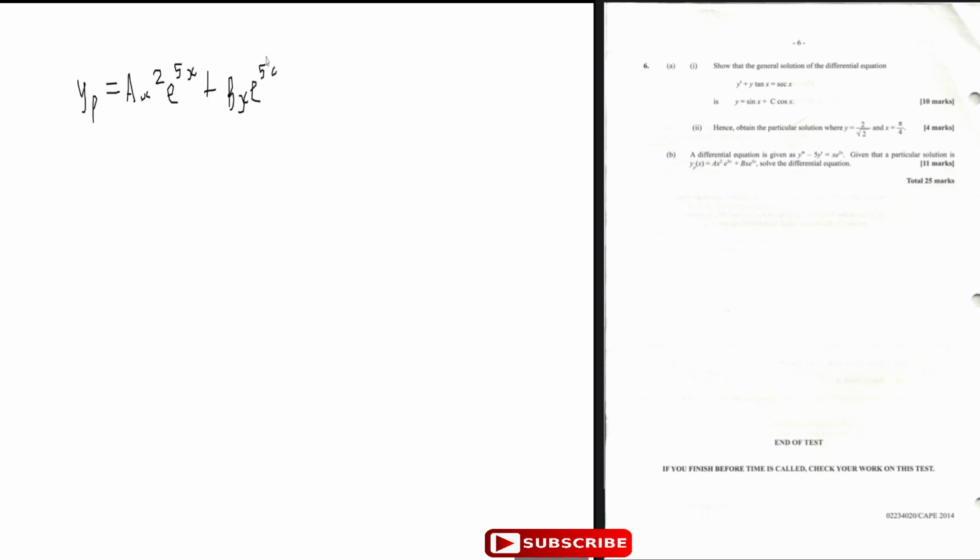So once you have the particular integral yp, what we need to do is find the first derivative now, which is yp prime, and that's going to be equal to, we have to use product rule. Using product rule, we keep the first, which is ax squared, times the derivative of the second. The derivative of e to the 5x is 5e to the 5x, plus, you keep the second, which is e to the 5x, times the derivative of the first. The derivative of ax squared is 2ax.